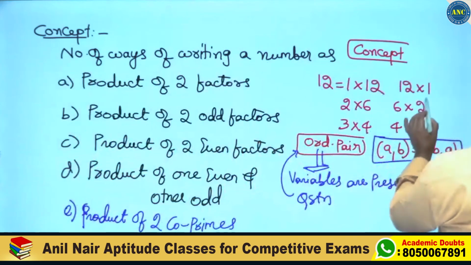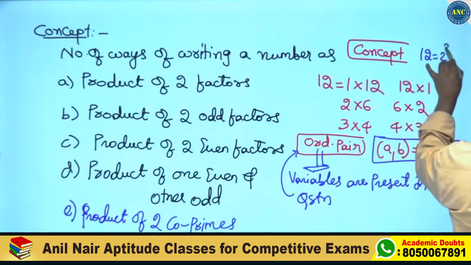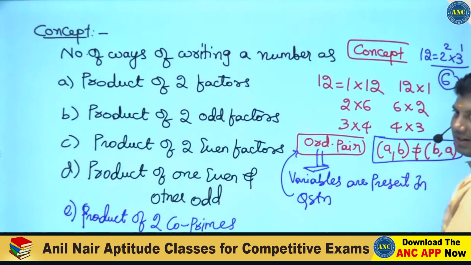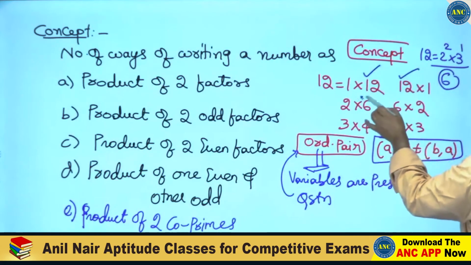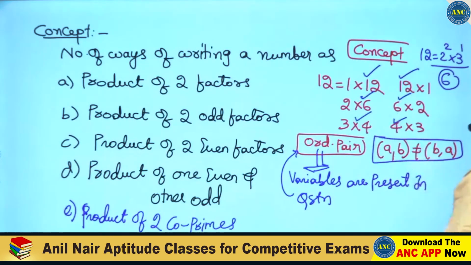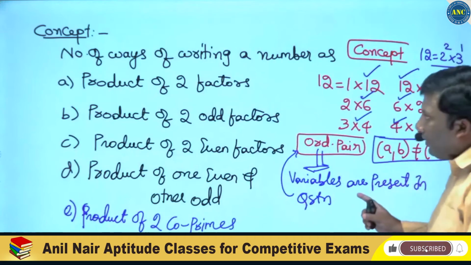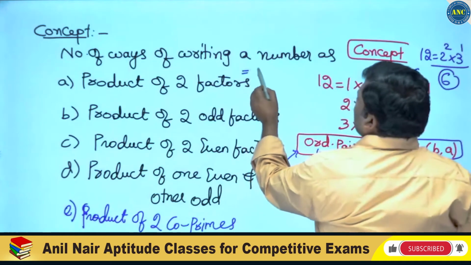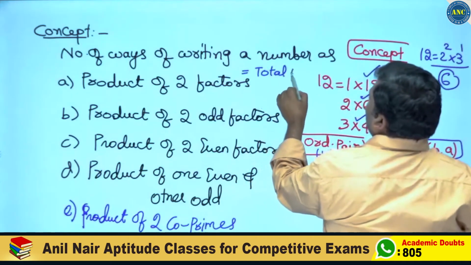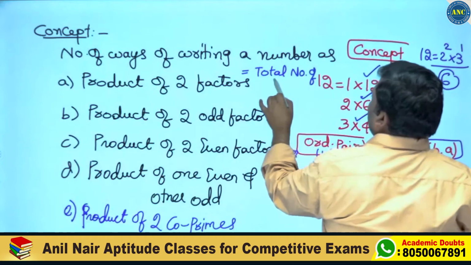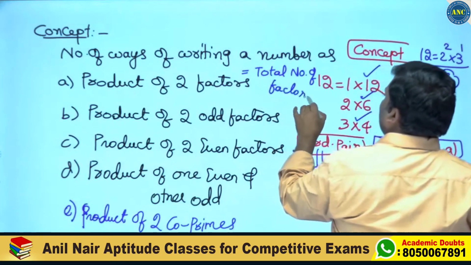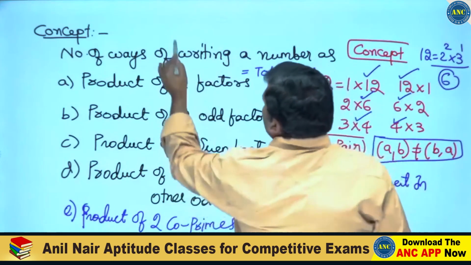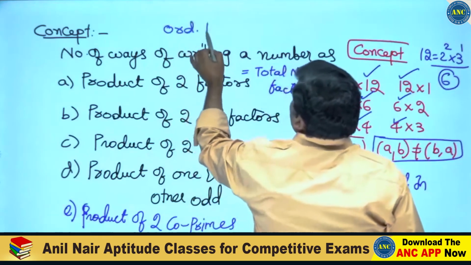So in an ordered pair, 12 is 2 square into 3 power 1. 3 into 2, 6. 6 factors are there. First case, second case, third case, fourth case, fifth case, sixth case. That means in an ordered pair, the number of ways of writing a number as a product of 2 factors is equivalent to the total number of factors. Where we are doing the case in an ordered pair.